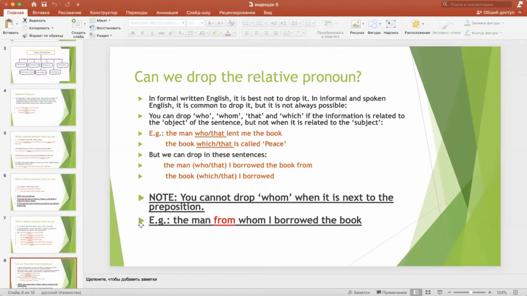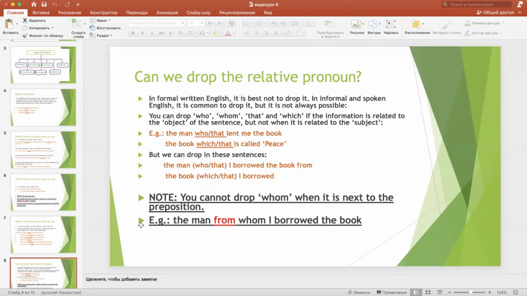So next thing is, can we drop the relative pronoun or not? In formal written English, it is best not to drop it. In informal and spoken English, it's common to drop it, but it's not always possible. You can drop who, whom, that, and which if the information is related to the object of the sentence, but not when it is related to the subject.